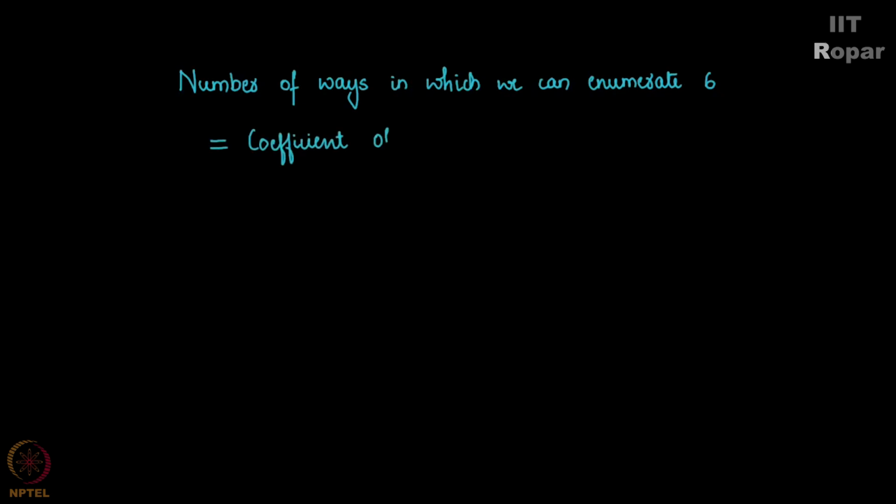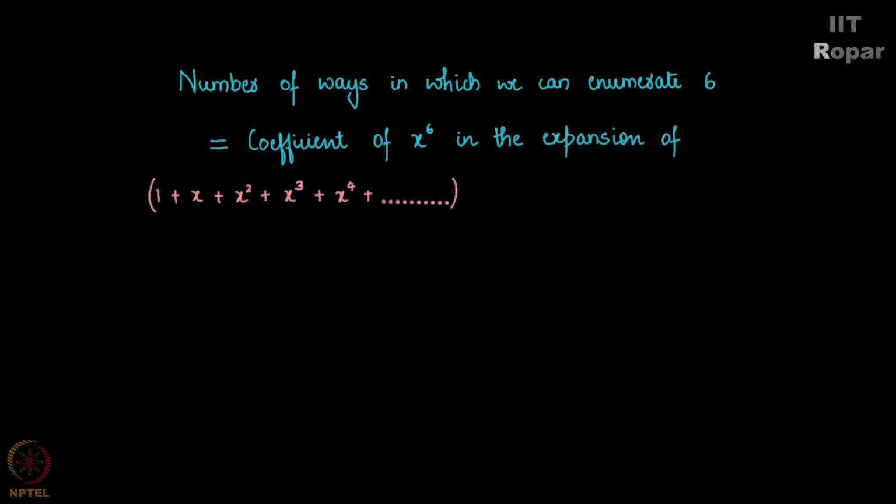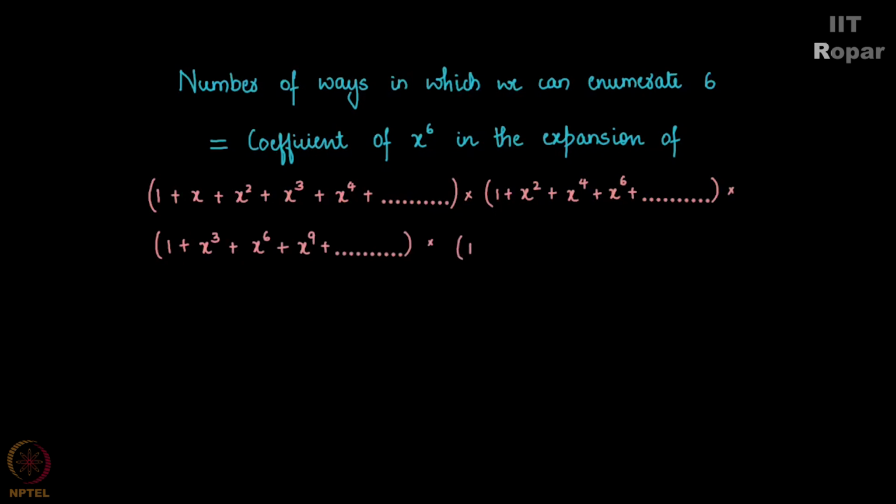I'm now going to paraphrase what the professor has taught in the previous video. We have seen that the number of ways in which we can enumerate 6, that is, the partitions of 6, is the coefficient of x to the 6 in the expansion of (1 plus x square plus x cube plus x to the 4 and so on) into (1 plus x square plus x to the 4 plus x to the 6 and so on) into (1 plus x cube plus x to the 6 plus x to the 9 and so on) into (1 plus x to the 4 plus x to the 8 plus and so on), and the product continues.